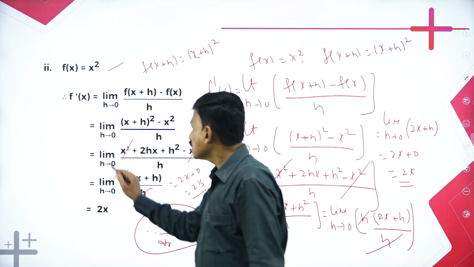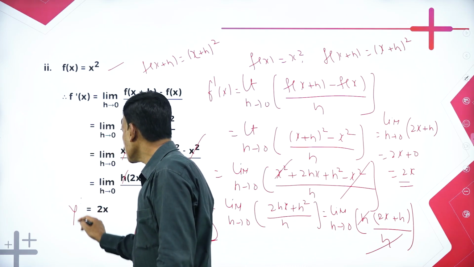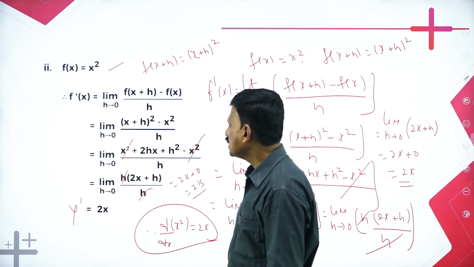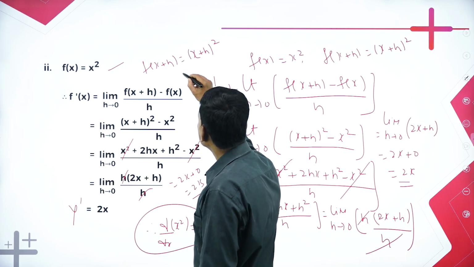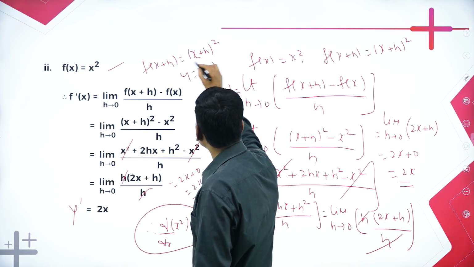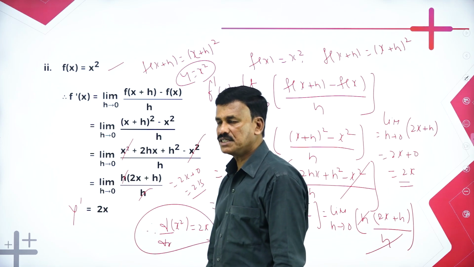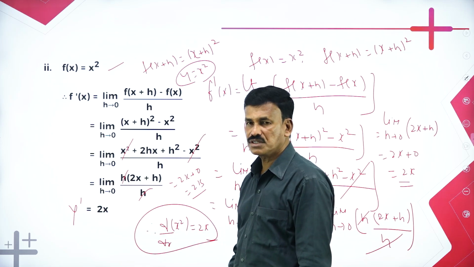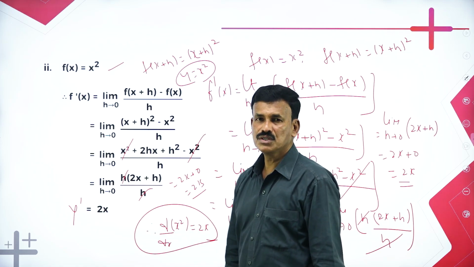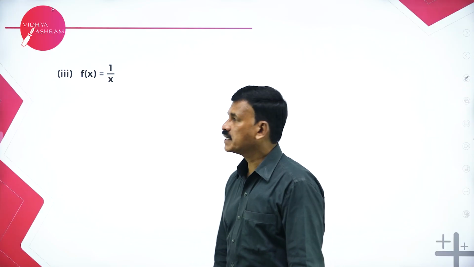So therefore the derivative of this is nothing but, we can also write y dash or f dash x. Suppose if y is equal to x square, then this is y dash or dy by dx is equal to 2x. So differentiation of x square is equal to 2x. Now move on to the next problem.